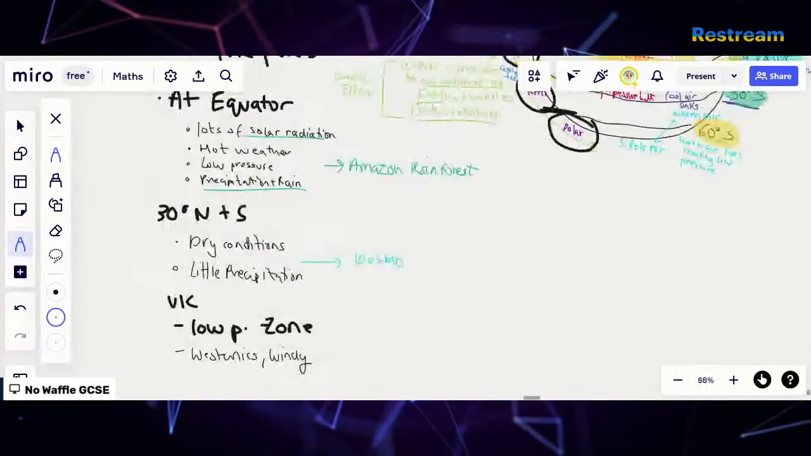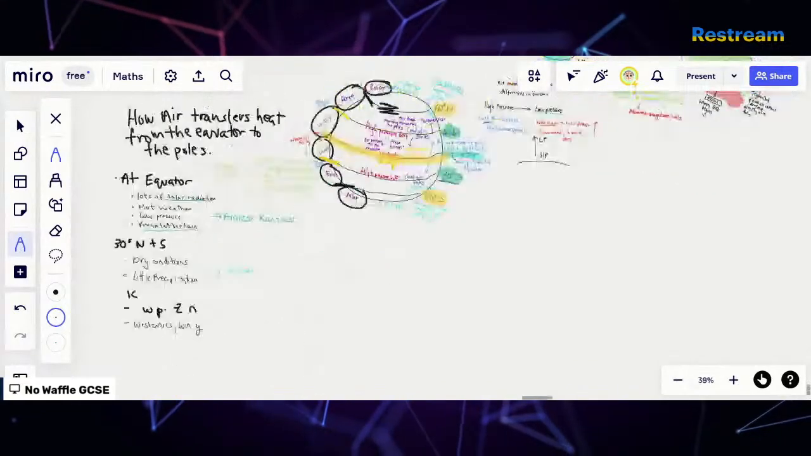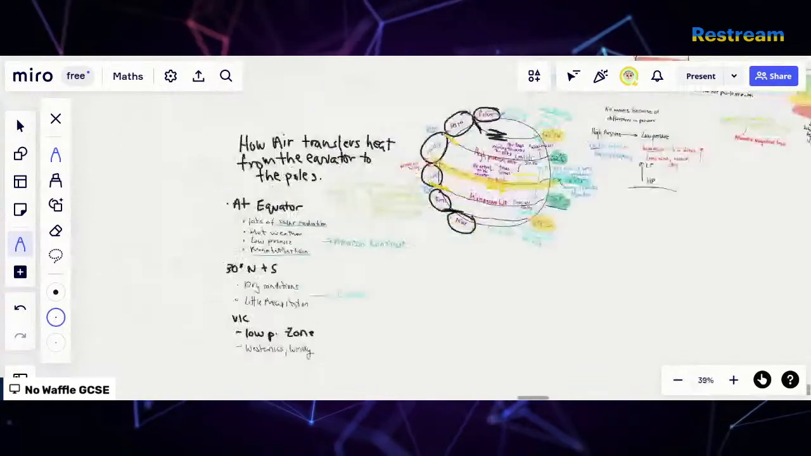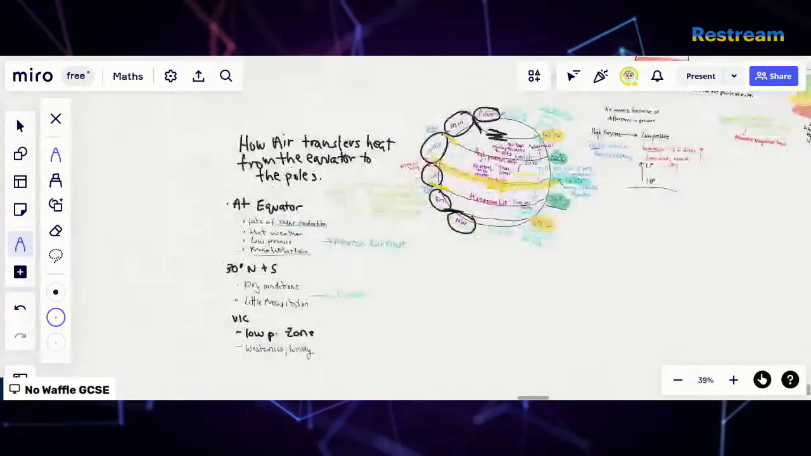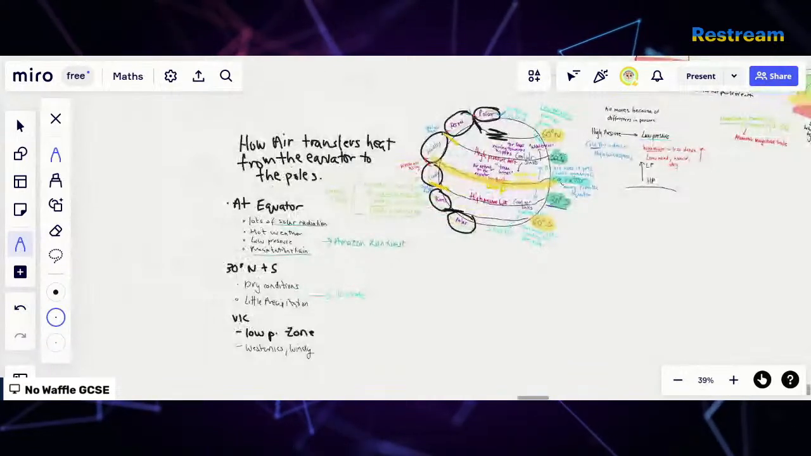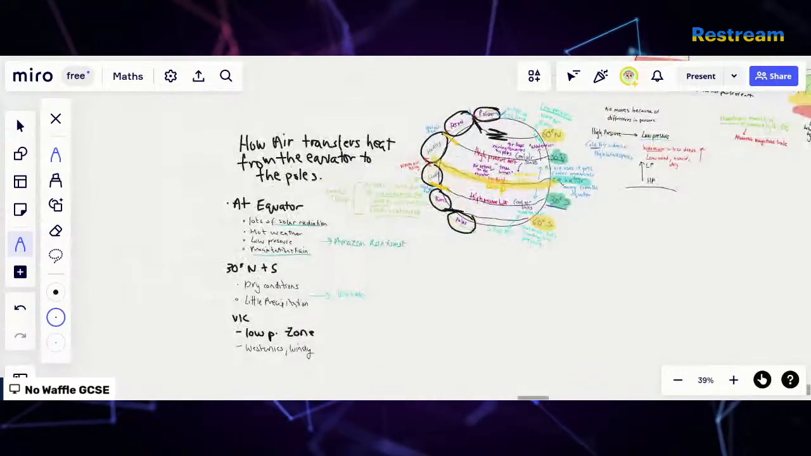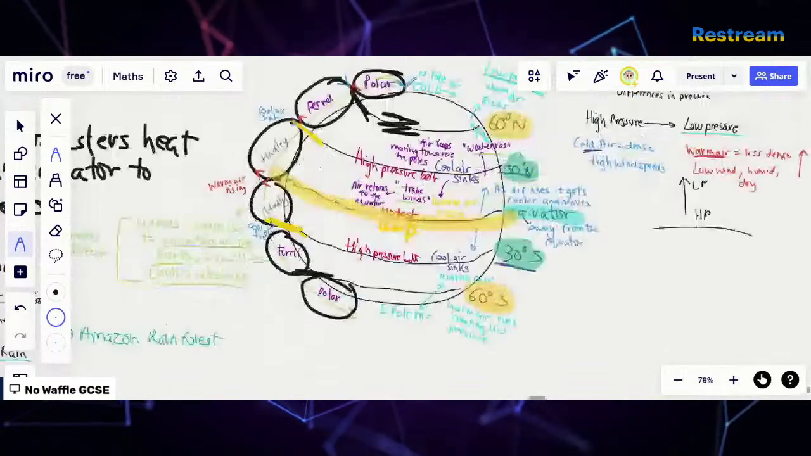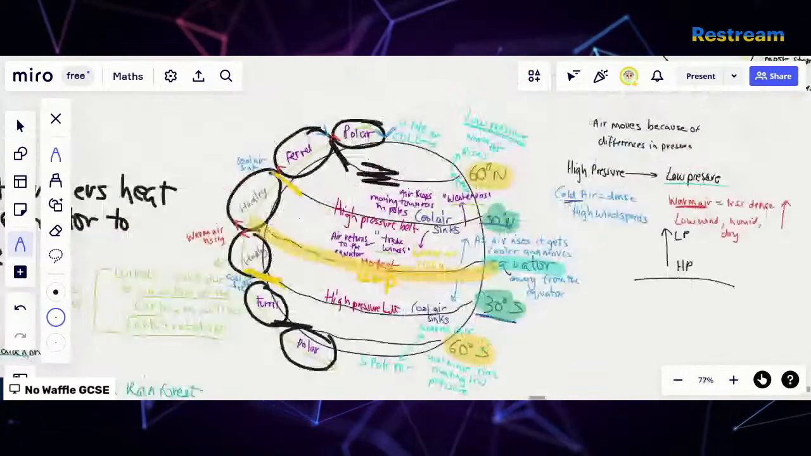Okay, so that's it for global atmospheric circulation. You may be asked how it influences tropical storms, and you may be asked to describe this whole process. But yeah, I hope you understand it.